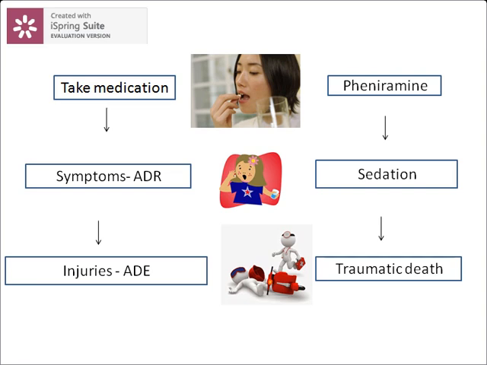So in this scenario, both sedation, which is a direct consequence of the drug administration, as well as traumatic death, which is an indirect consequence of a drug administration, are considered as an adverse drug event, while sedation and psychomotor impairment is an adverse drug reaction in this case.